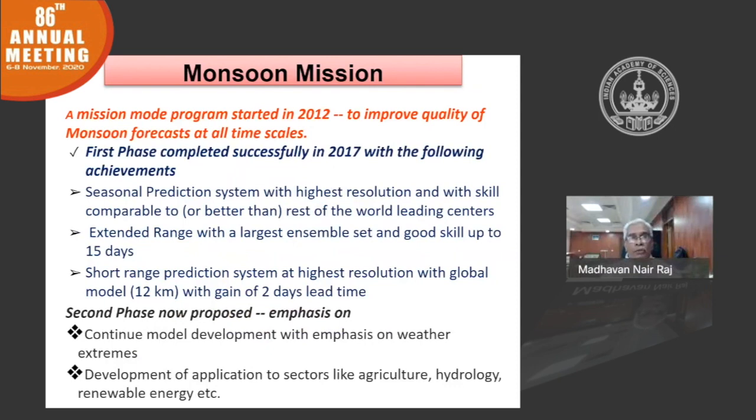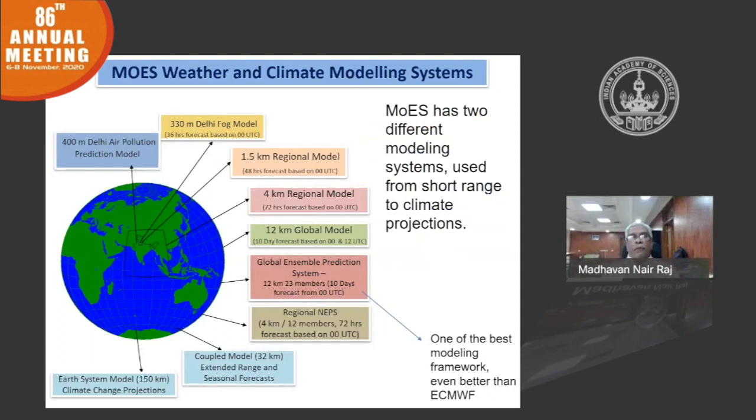And the mission mode, so we started the mission mode program a few years back, in 2012, to improve the quality of forecast. So we could achieve all these forecasts, the development of all these forecast models, through this monsoon mission. And this is the suite of models which we have.